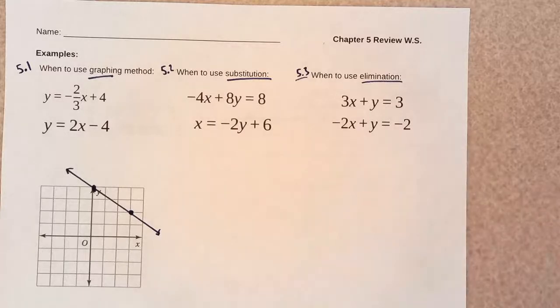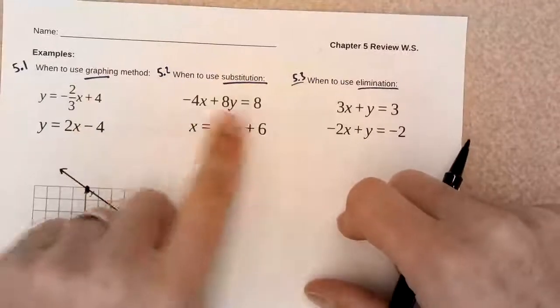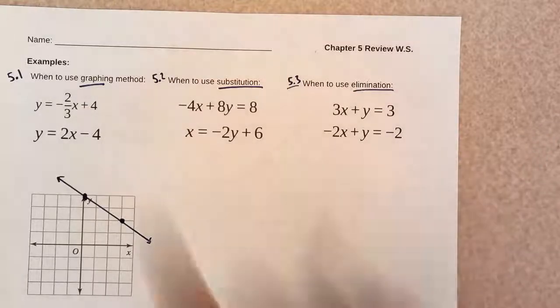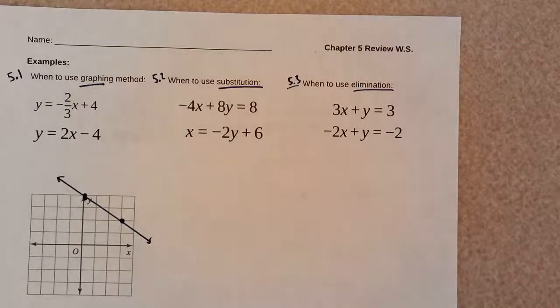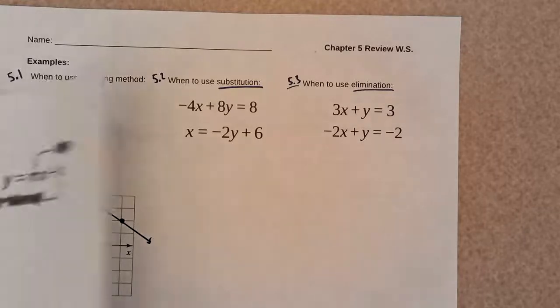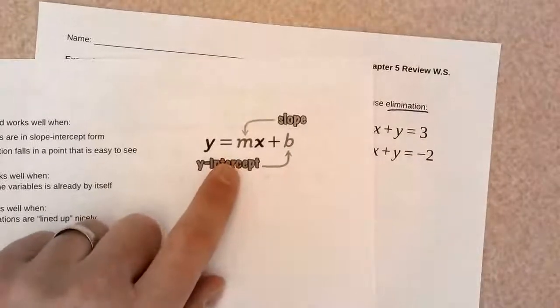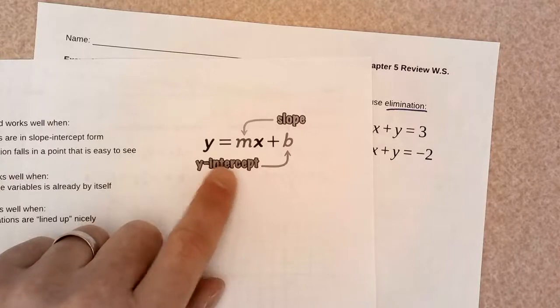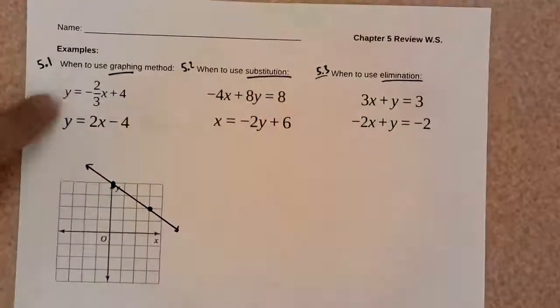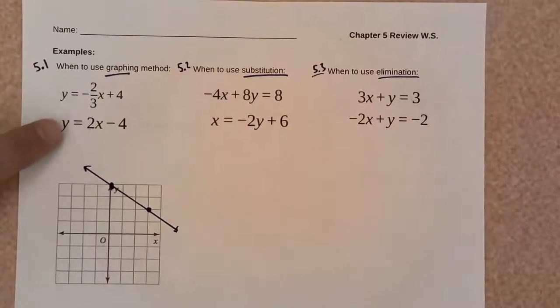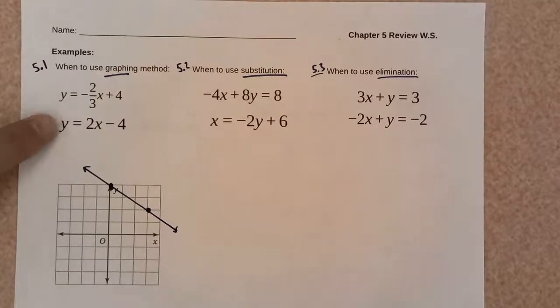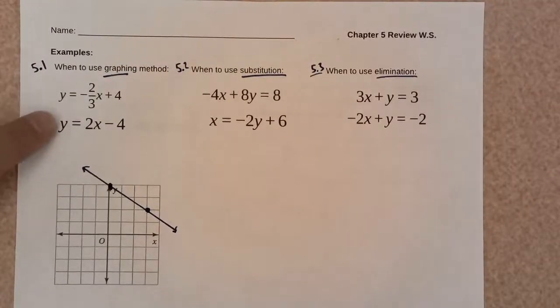And by the way, on your Chapter 5 quiz, to get an A, you have to be able to do all 3 methods. Now, the graphing method works best if you have a graph. It also works best if both of your lines are in what's called slope-intercept form. In this system, both of these are in slope-intercept form, so this works well.